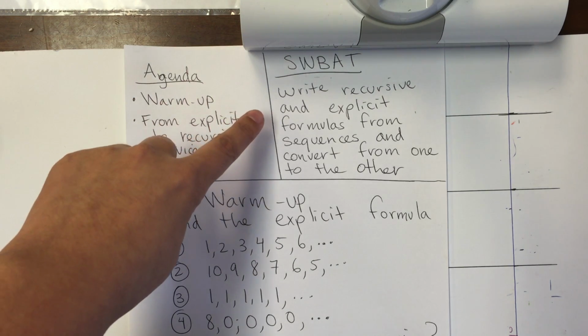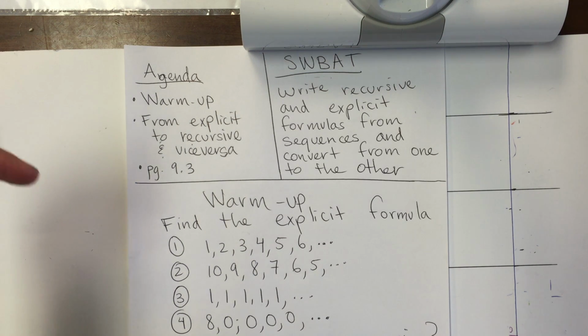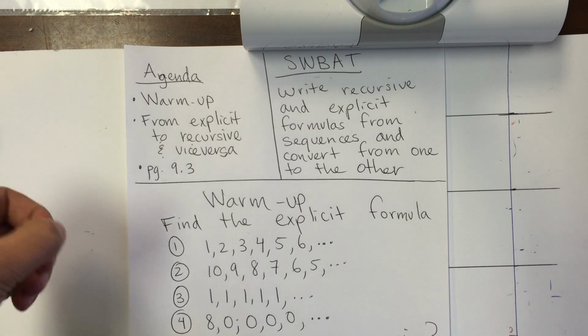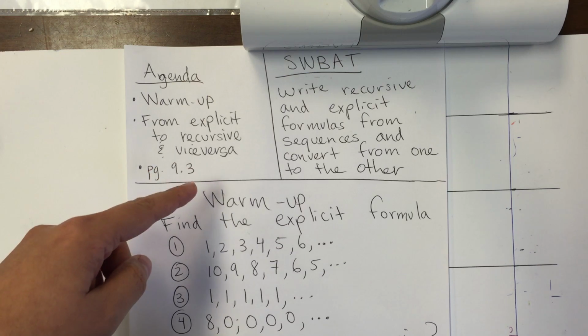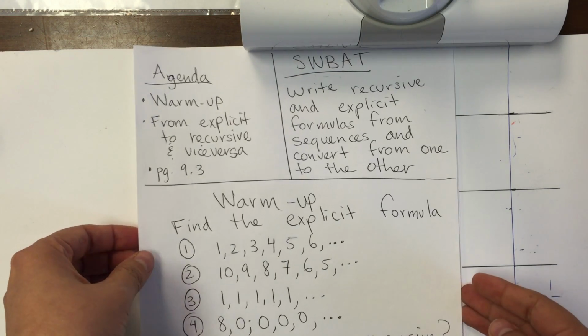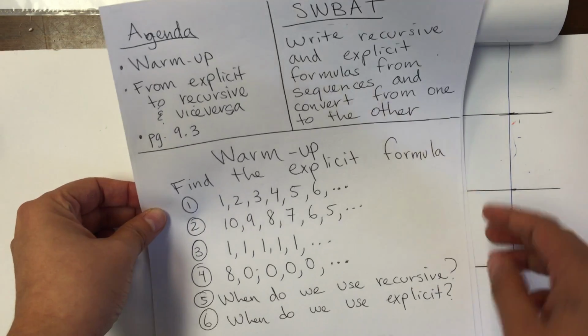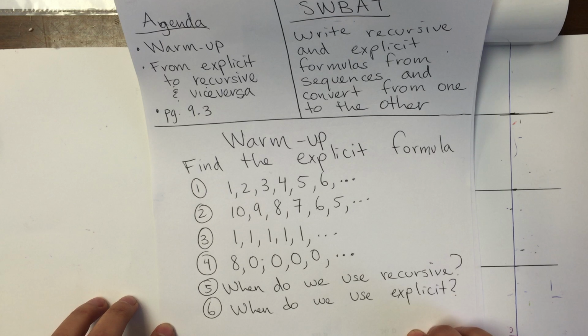Today students will be able to write recursive and explicit formulas from sequences. We did that the day before yesterday and also yesterday. And today we're also going to convert from one to the other. Okay, so we're going to start with a warm-up. If you want, you can just pause it right now and take a couple of minutes to complete it.